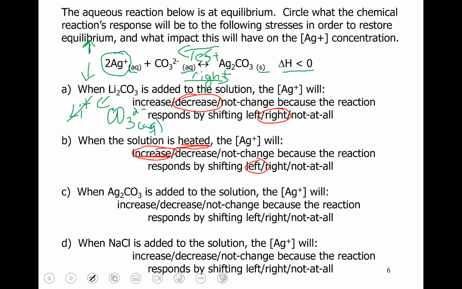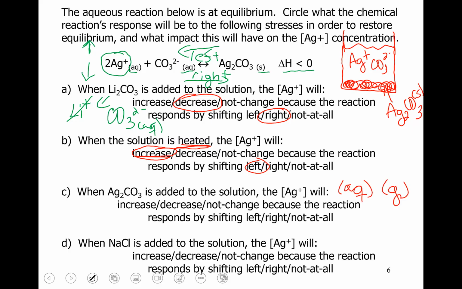Our next question asks, when silver carbonate is added to the solution, the silver ion concentration will do what? Now, first off, you need to recognize what the scenario is to answer this question. What we have is aqueous silver ion in solution, aqueous carbonate ion in solution, and silver carbonate solid in the bottom of the flask. So we are at equilibrium. Remember that in order to impact equilibrium, materials need to be in the aqueous or gaseous state. So solids do not impact the equilibrium.